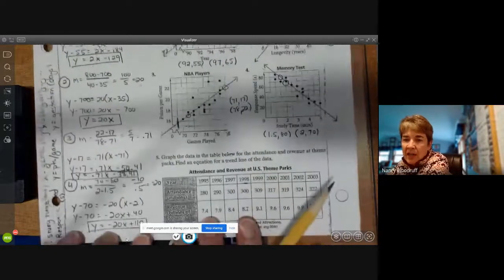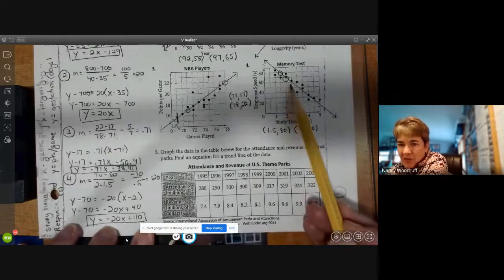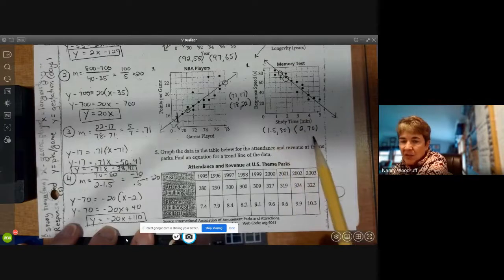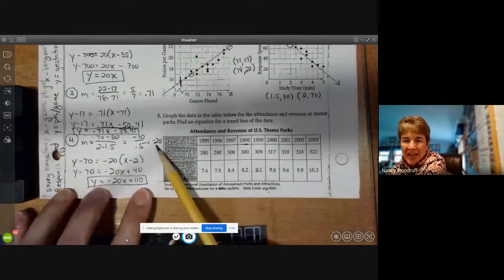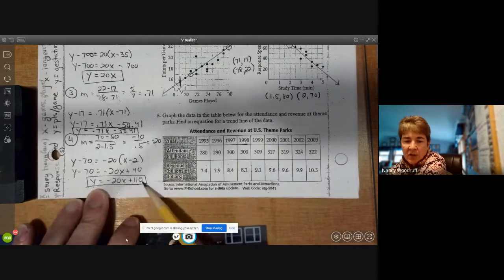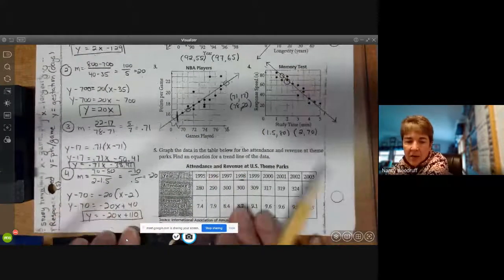All right, last one, number 4. Again, my points are kind of close here. You'll notice that, just finding them in the crosshairs. I used 1.5, 80 and 2, 70. I did my slope, which comes out to be -20, point slope, and there is the equation of my line. So my slope was -20. My y-intercept, if I extended this, would hit at about 110.